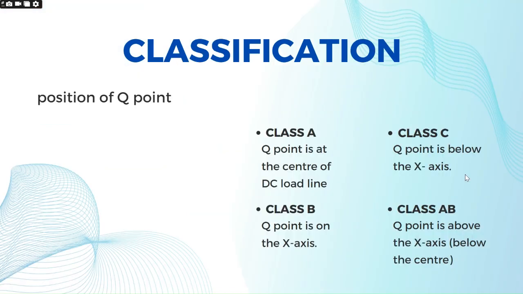Now let's classify them on the basis of the position of Q point on DC load line. On the basis of the position of Q point, they can be divided into four types: Class A, Class B, Class AB, and Class C. Class AB is just a subtype of Class B. In Class A, the Q point is at the center of the DC load line. In Class B, the Q point is on the x axis. In Class AB, the Q point is above the x axis just below the center. And in Class C, Q point is below the x axis. You will be seeing the graph now.